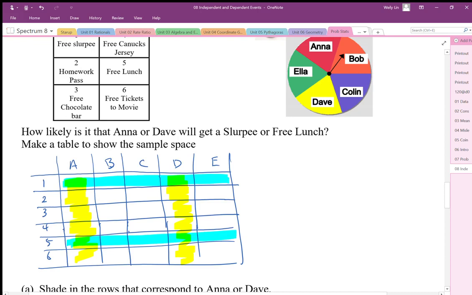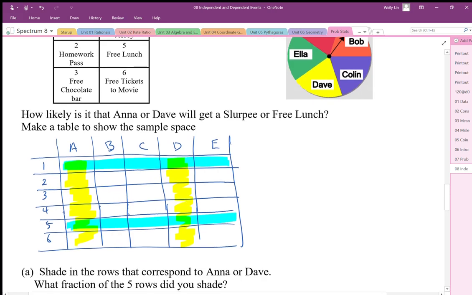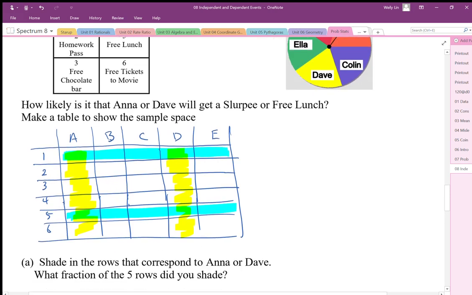Okay, we have to actually interpret this first. If I want Anna or Dave, and it doesn't matter what they get, and also I want to get a Slurpee or a free lunch, it doesn't matter who gets a Slurpee or free lunch, then we're looking at the entire colored region here. So 1, 2, that looks like 5, 10, 15, 18 out of 30. So the sample space is 30.